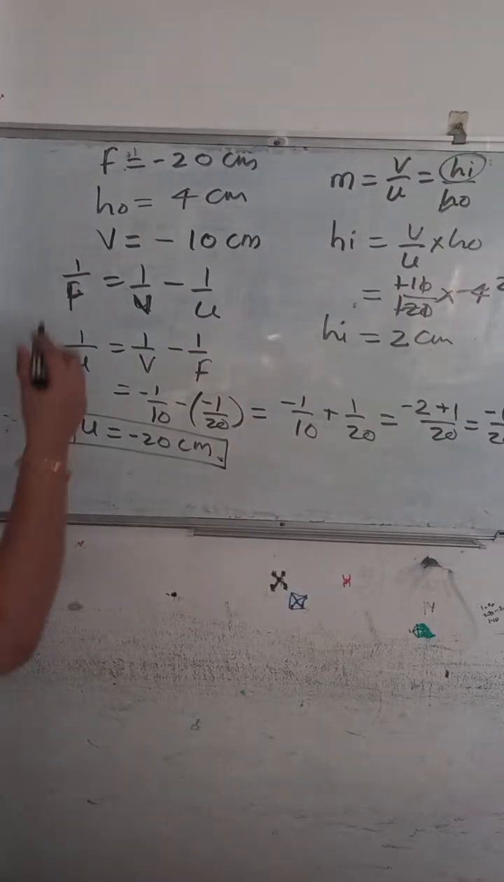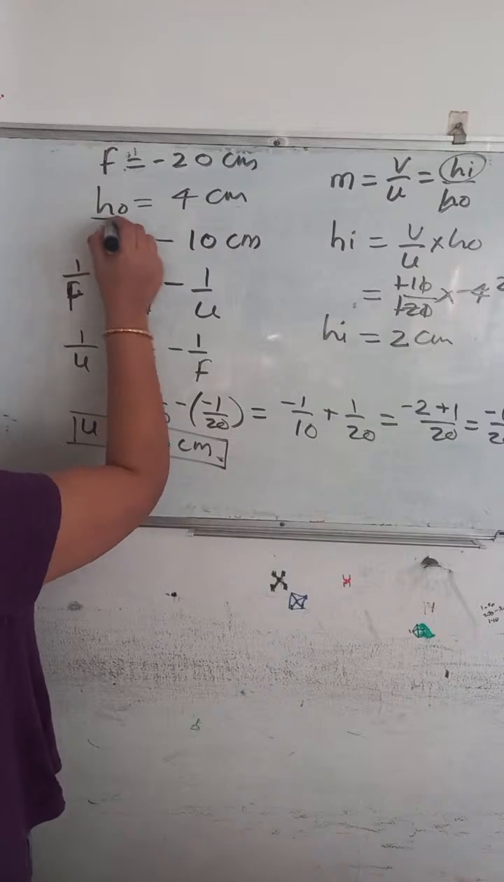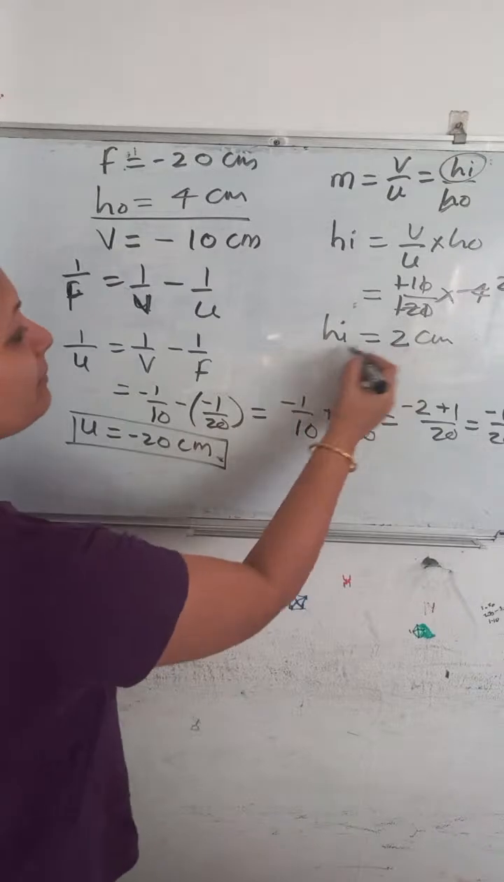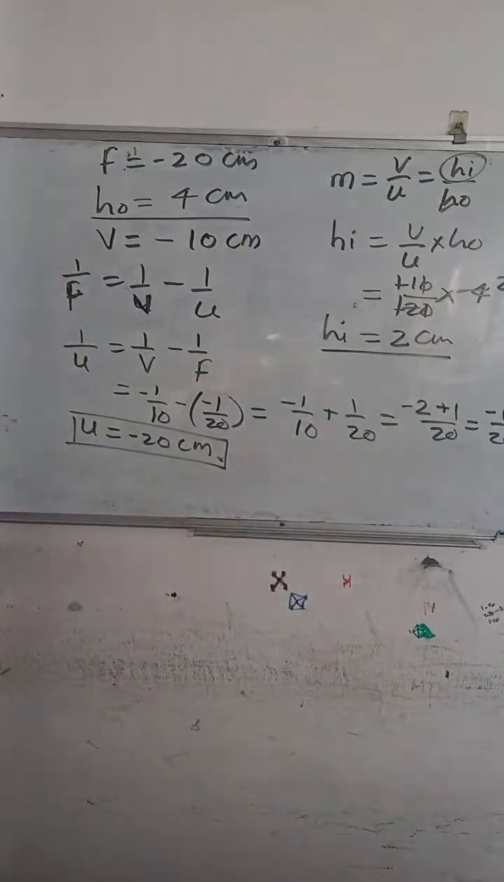One more thing you can remember here, don't forget: ho, the object, is 4 and the image height I am getting is 2. That means it is a diminished image. Now we have to draw the ray diagram.